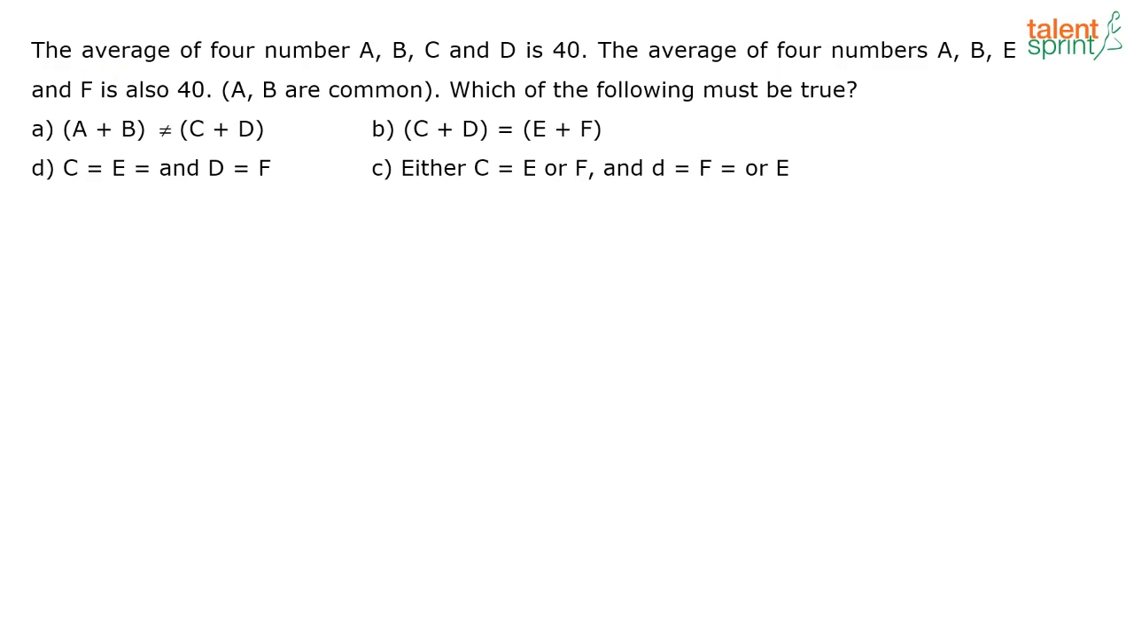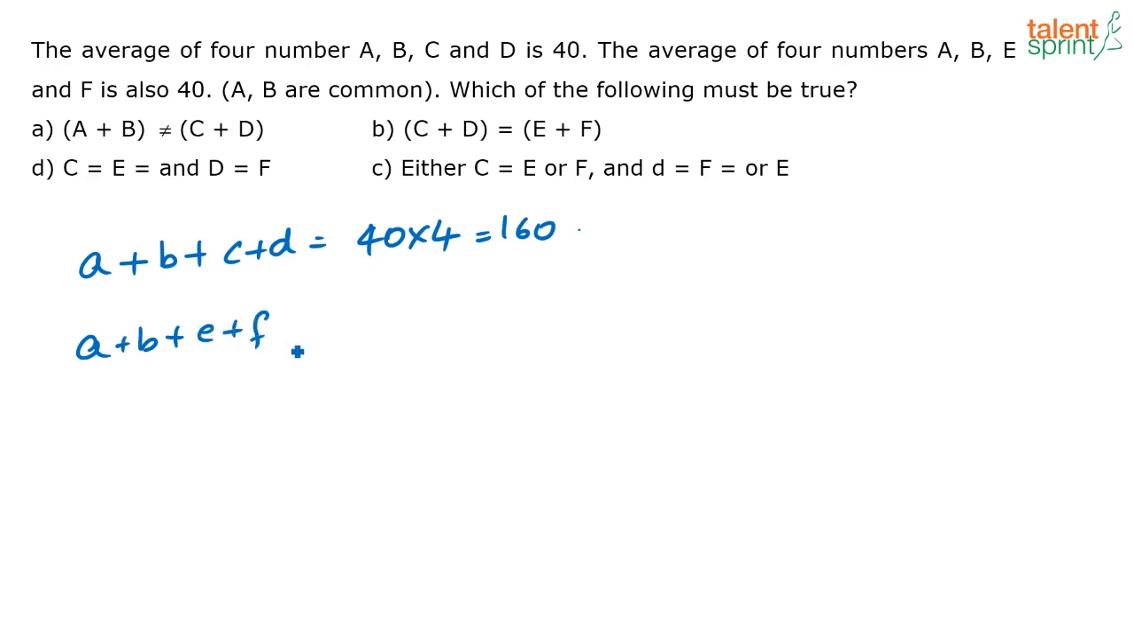What is given here? Average of 4 numbers A, B, C and D is 40. Or what can I say? The sum of the 4 numbers, A plus B plus C plus D, is equal to 40 into 4. What is average? A plus B plus C plus D divided by 4, that is equal to 40. That means the sum of the 4 numbers is the average into the number of numbers, that is equal to 160. Similarly, you are given A plus B plus E plus F. These 4 numbers' average is also 40. So what does that mean? The sum of these 4 numbers is nothing but 40 into 4, which is equal to 160.